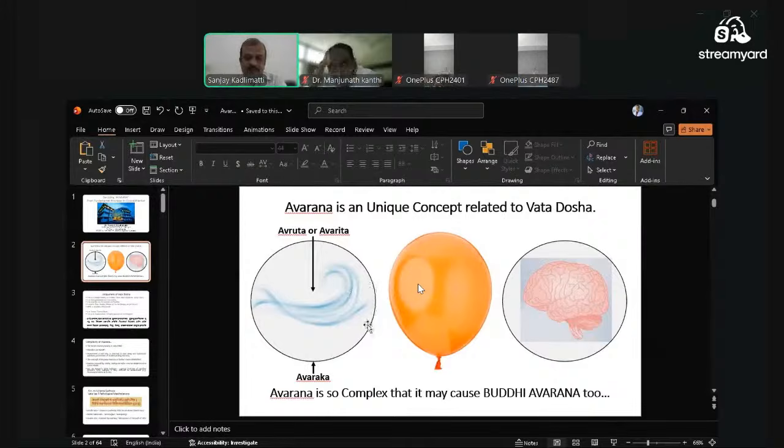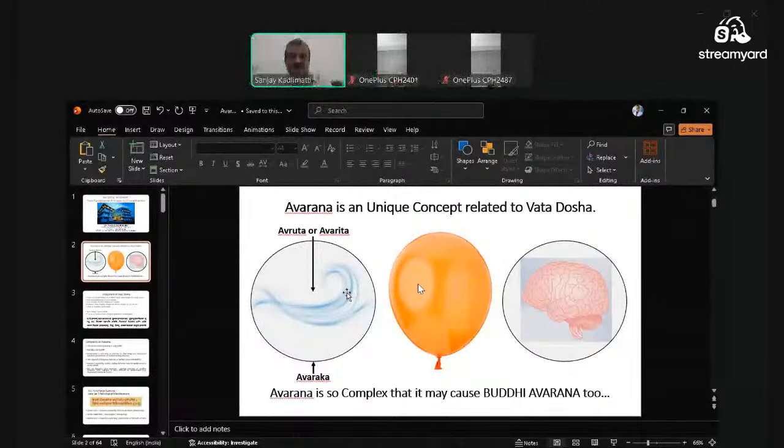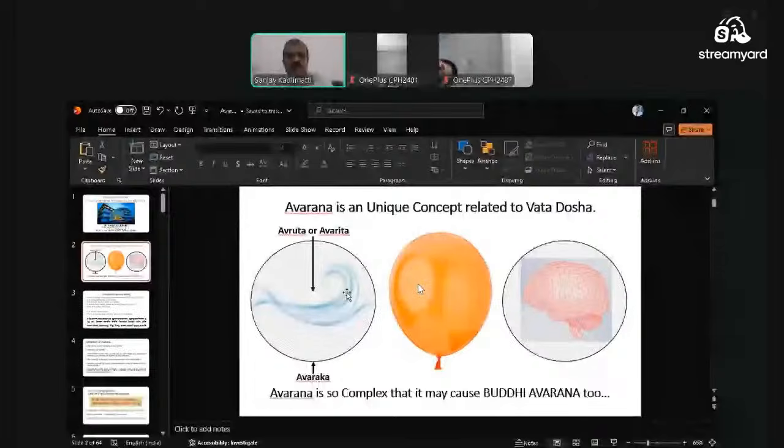Now here the circle denotes the Avaraka, which covers, and inside this light blue color, Vayu is the Avrita. Many students fail to understand this only, what is Avrita and what is Avaraka. But if you coolly think with some time given, it is very easy to understand that which is covered is called Avrita, and which is doing the covering is called the Avaraka.